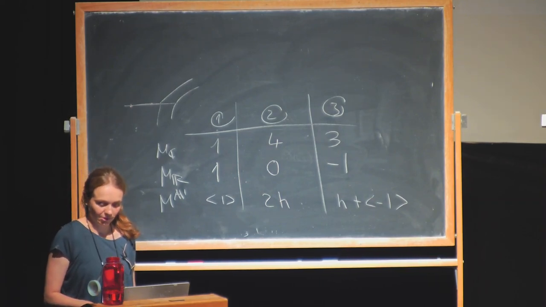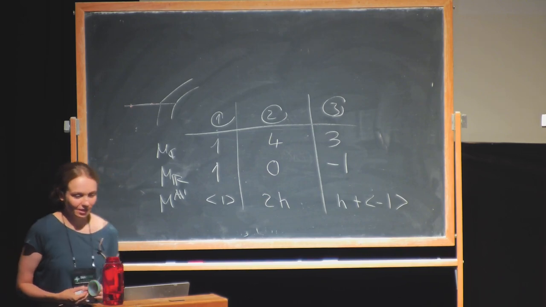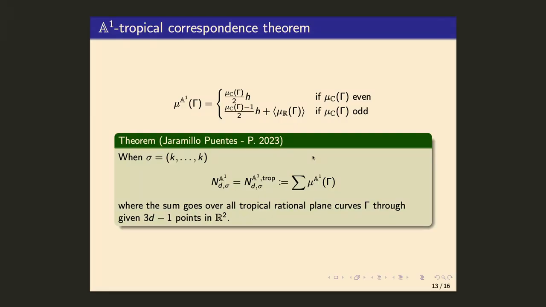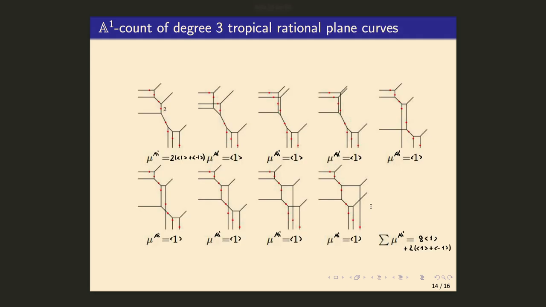And then we also need the correspondence theorem, which I proved together with Andres last year. It says that if our point configuration consists only of k points, then this N^{A1}_{d,sigma} is the same as N^{A1,trop}_{d,sigma}, where I sum up over the A1 multiplicities, again over the exact same curves as before. So we can also do this for example. The first one is 2 times h, and all the other ones will give you a 1 in brackets, and in the end we get 8 plus 2 times h.